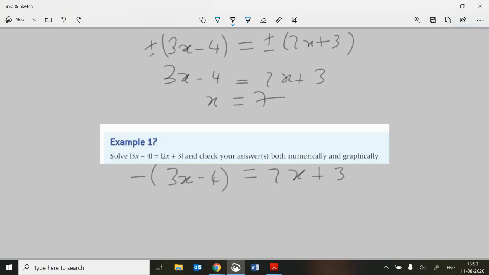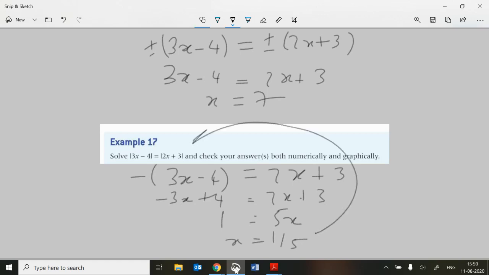Okay, so we've got minus 3x plus 4 equals 2x plus 3. So let's take the 3x to this side, we've got 5x, and let's take the 3 to the other side, we've got 1. And we knew that the solution was just after x is equal to 0. We're getting x is equal to a fifth, so we're pretty happy with that from the graph.